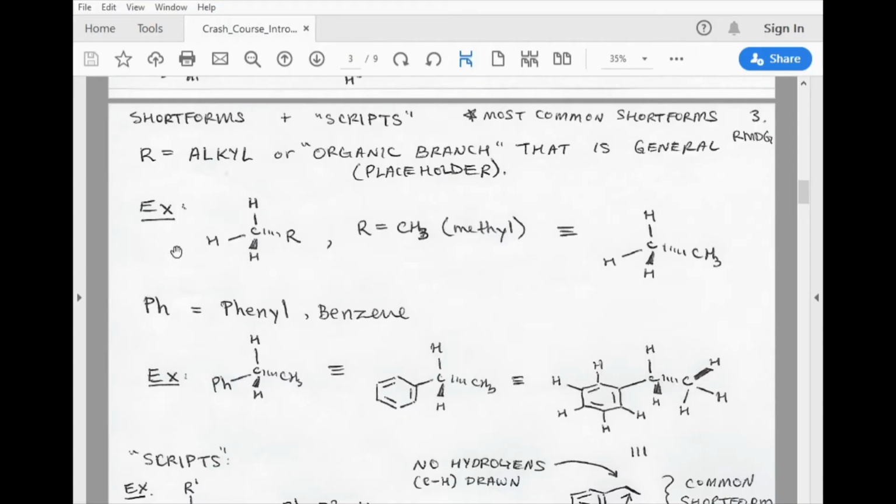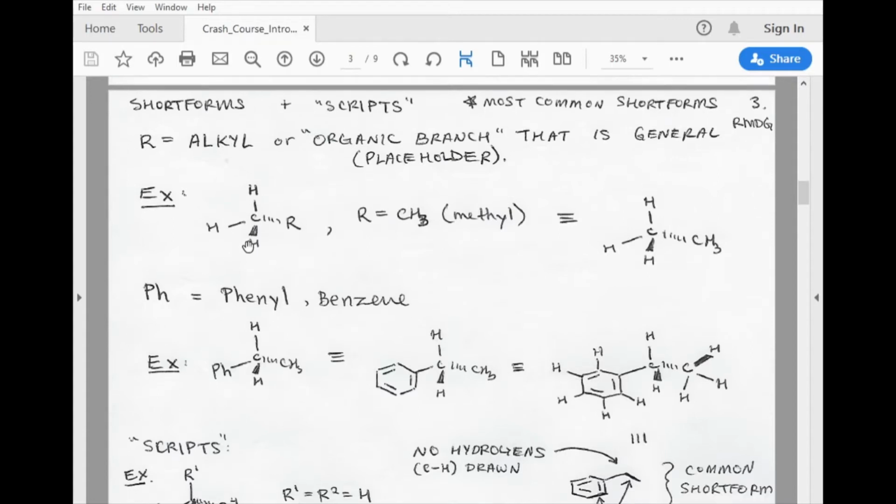Commonly used short forms. The R short form is for any alkyl or organic branch, and so this is a very common placeholder. So for example, you take your generally simple looking tetrahedral geometry and you replace one of the hydrogens with an R group. Of course, that R group can be anything.